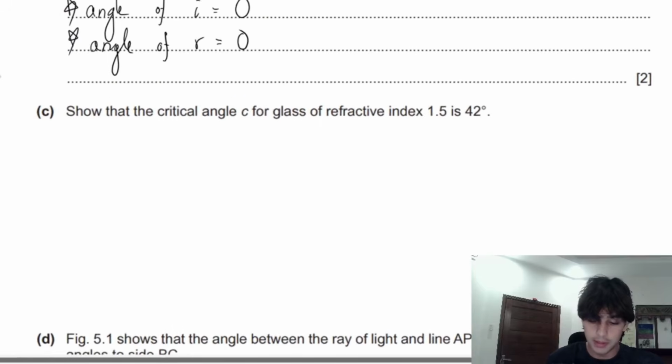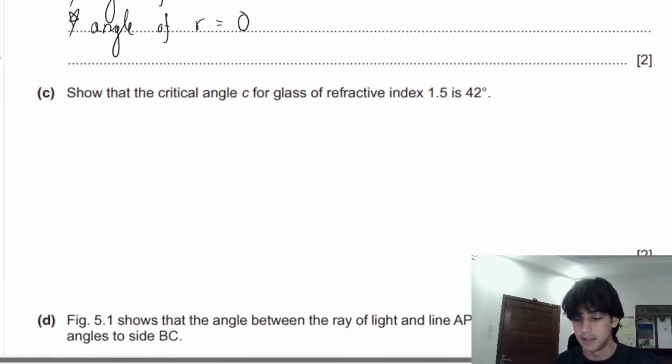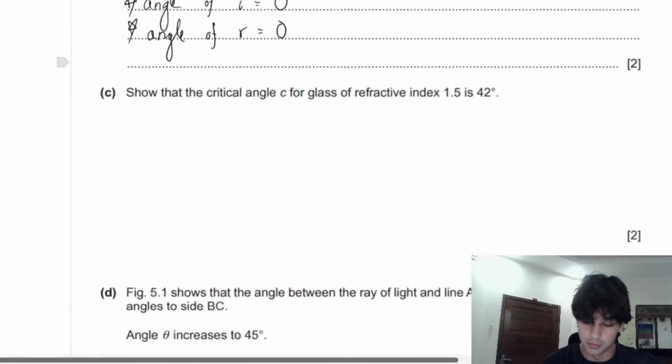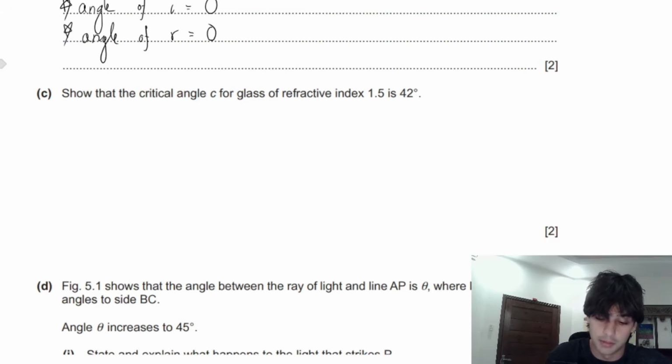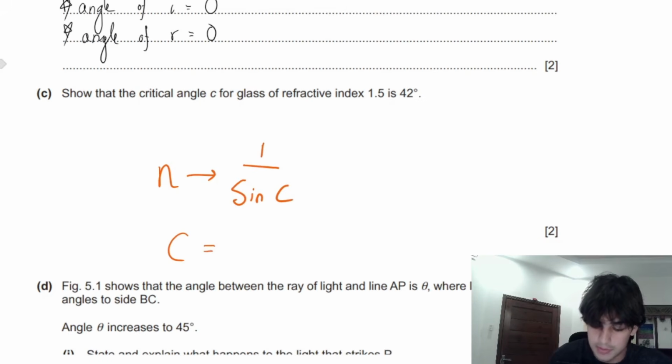Moving on, show that the critical angle C for glass of refractive index 1.5 is 42 degrees. So this one's not really that difficult. The formula that you need to know is the refractive index n is equal to 1 over sine of the critical angle. And we know that if you want to make C the subject, it becomes C equals sine inverse of 1 over n, right over here.